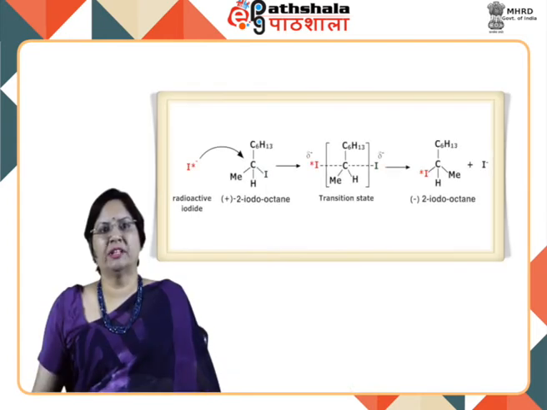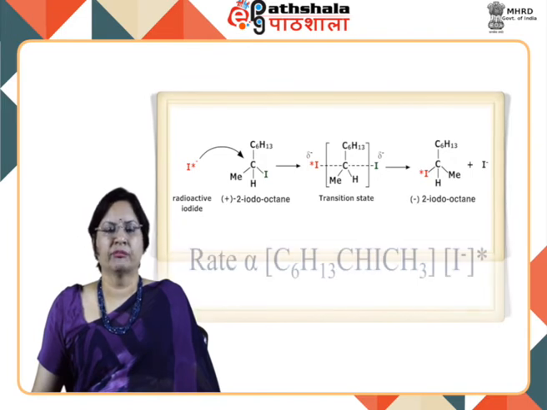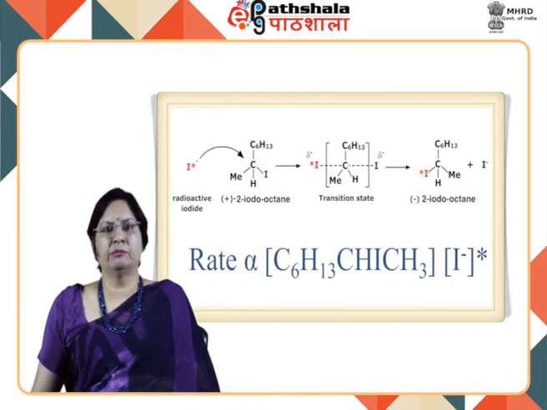Did fabulous work to establish the inversion of configuration in the SN2 reaction. For example, reaction of plus 2-iodooctane with the radioactive iodide of KI results in minus 2-iodooctane, and the rate of the reaction is as shown here. The rate is directly proportional to the 2-iodooctane concentration multiplied by the concentration of iodide ion, which is labeled.